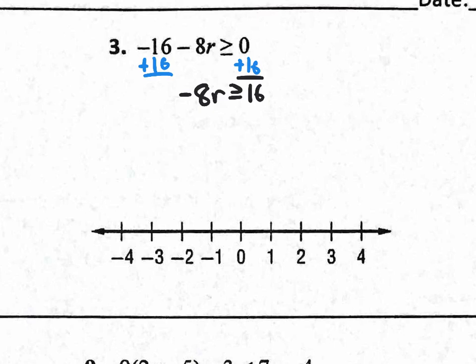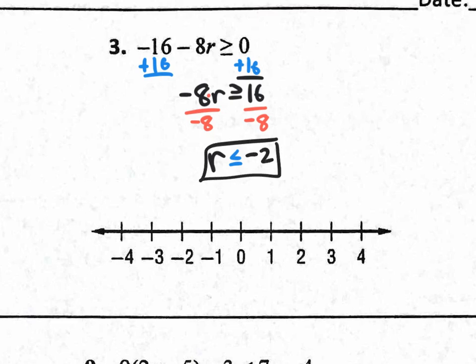Final step would be to get rid of that multiplication of negative 8 by dividing by negative 8. What you do to one side, do to the other, divided by negative 8. You do have r by itself, but remember, since we divided by a negative, we need to flip that inequality symbol. The greater than or equal to became less than or equal to. And 16 divided by negative 8 is negative 2.